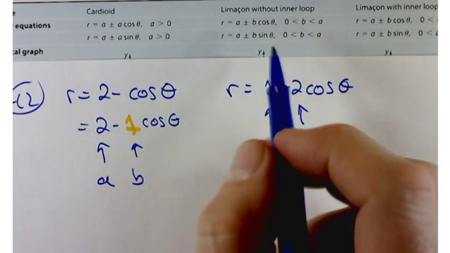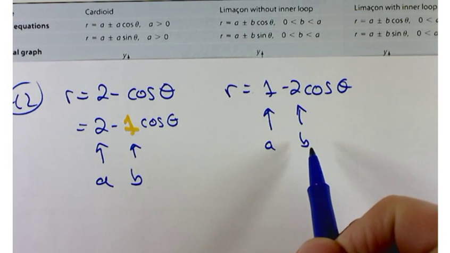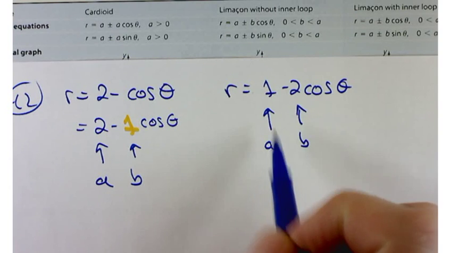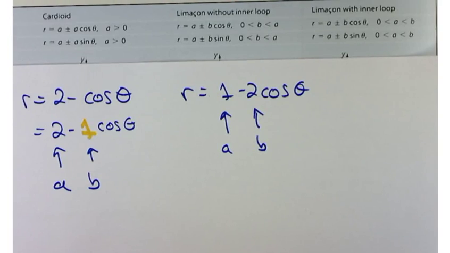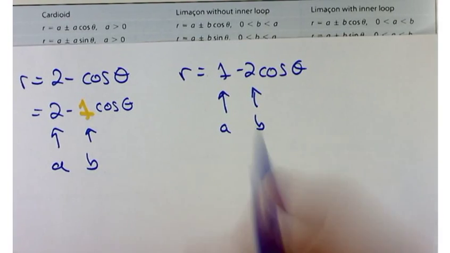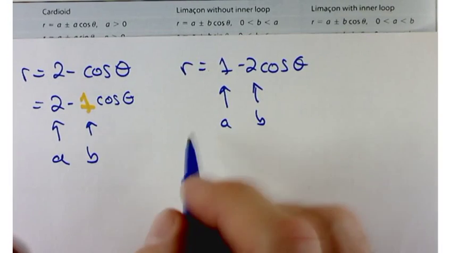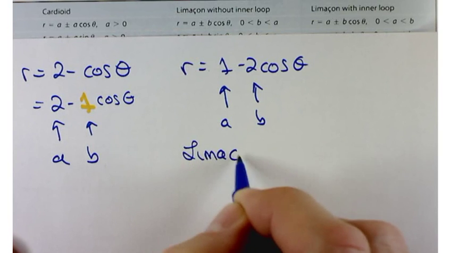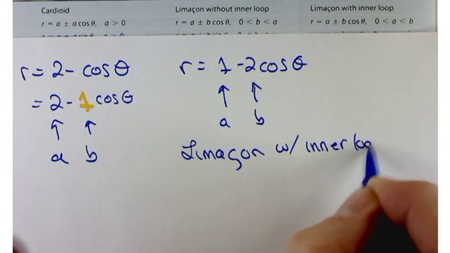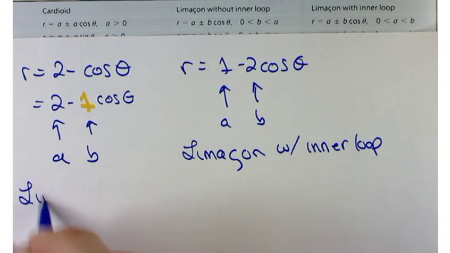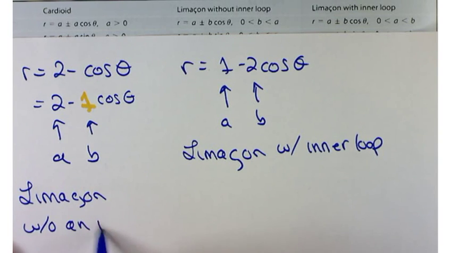How does that compare to what I have up here? Well, A is smaller than B, right? So that would be this stuff over here. So what's the graph of this one going to be? It's going to be a limaçon with an inner loop. Limaçon with an inner loop. Limaçon without an inner loop.